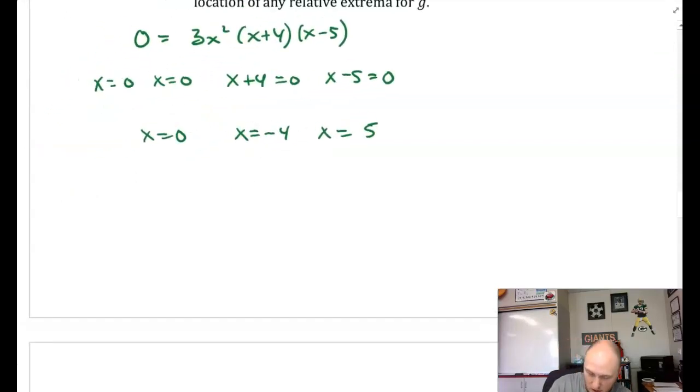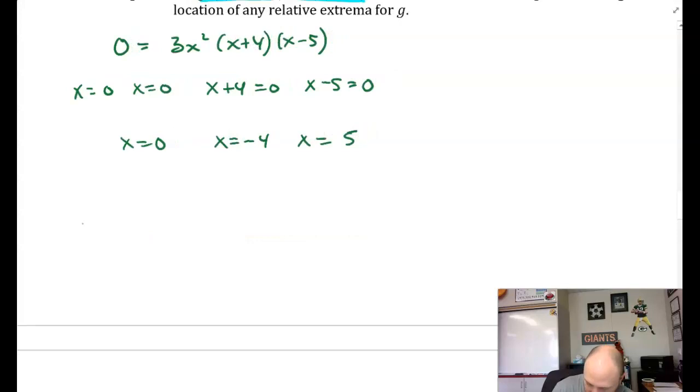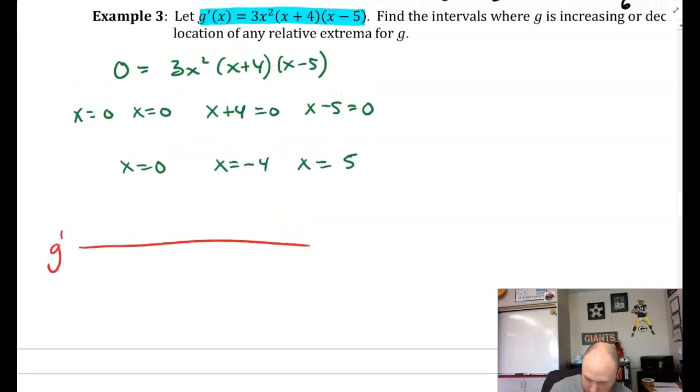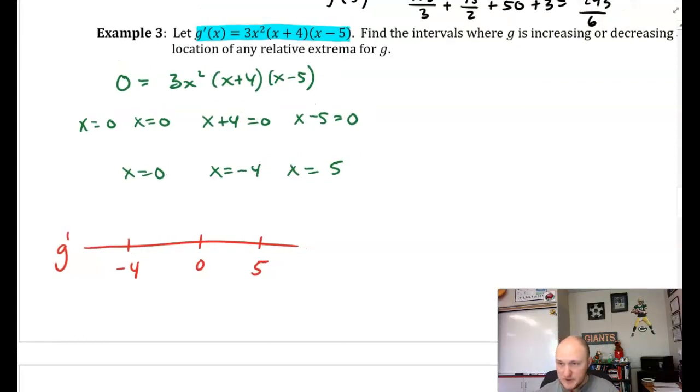Okay, so I'm going to draw a g prime number line. Our critical values are negative 4, 0, and 5. So what we need to do is test. I need to plug some values in and see what happens.